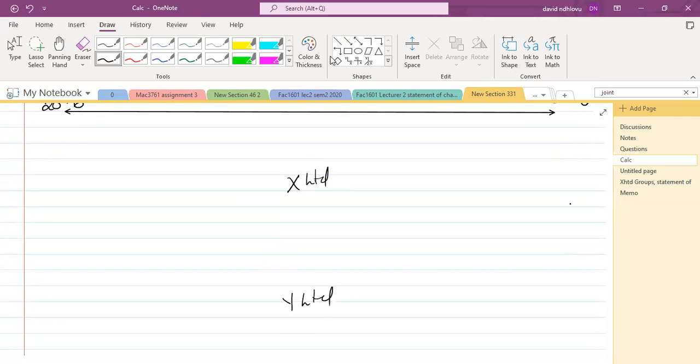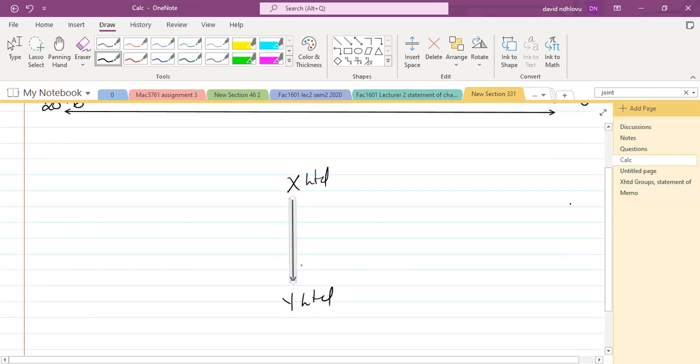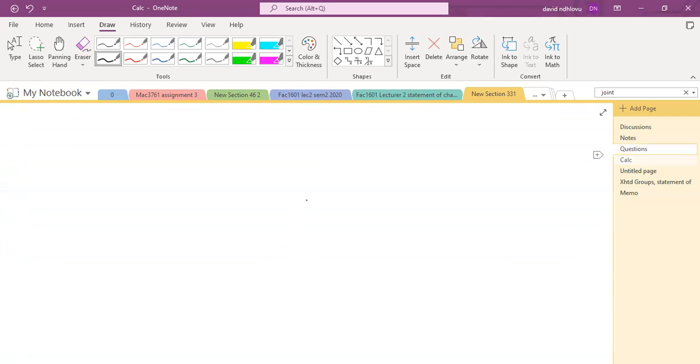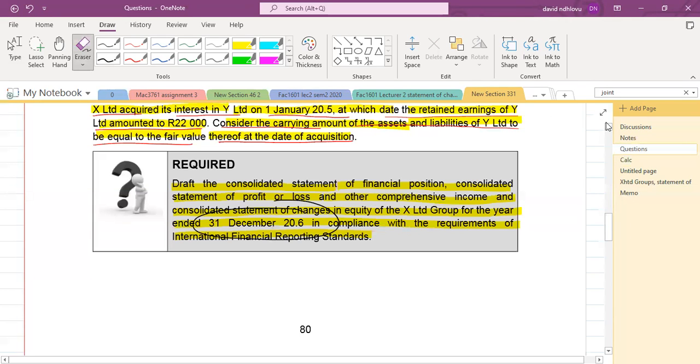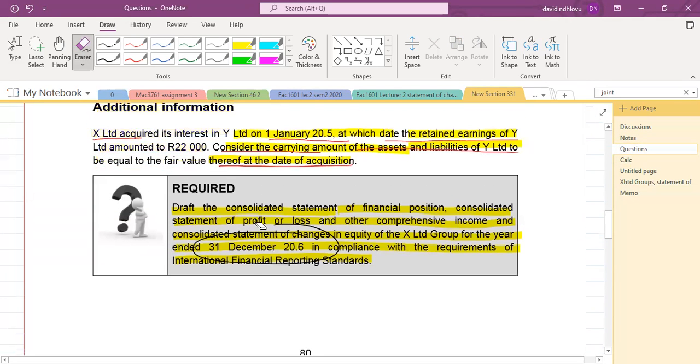So you want to highlight the relationship between the two. Right, the first question to ask is, when did acquisition take place? You go to the question, you check: when did this company acquire its subsidiary? Very important to do this.